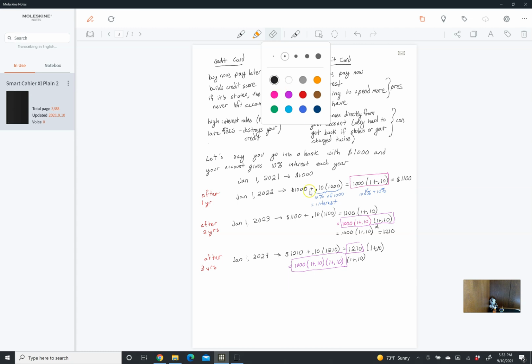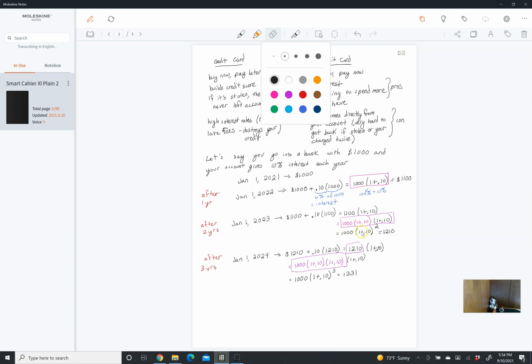And you can see that there's a short way of writing that, right? So this is 1,000. And how many times do we see 1 plus 0.10? We see it 3 times. So after 3 years, we're multiplying by this 3 times. And we can use a power to represent that. So here we have our exponents. And we also see a pattern. And this is equal to $1,331.